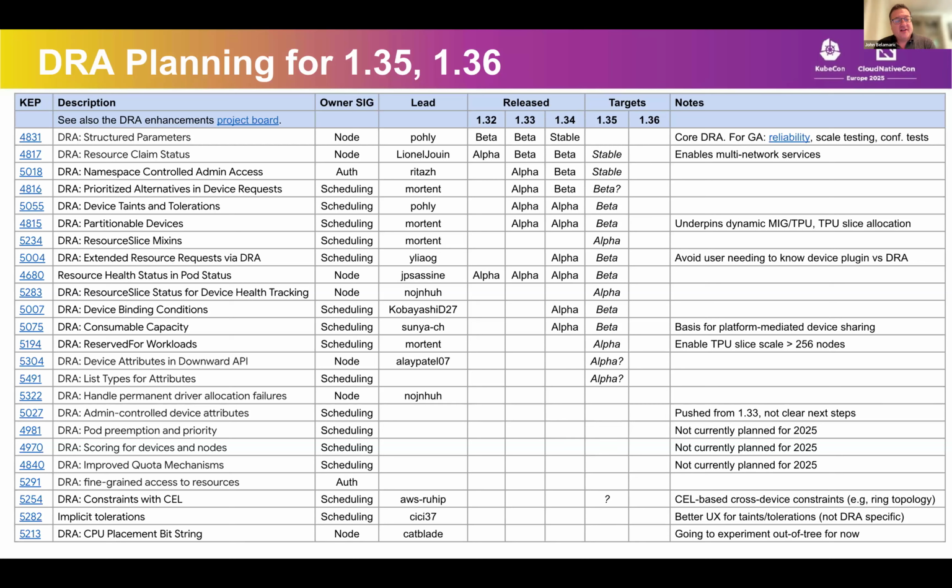Okay, list types for attributes. So I added this one. This is a new one, and I'm hoping there's no owner on that. I think both Everpeace and BG Chun are interested in this, so I'm hoping maybe one of them will take it. But this is to solve the issue.